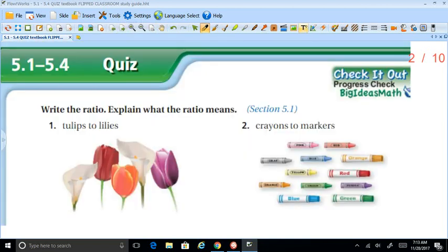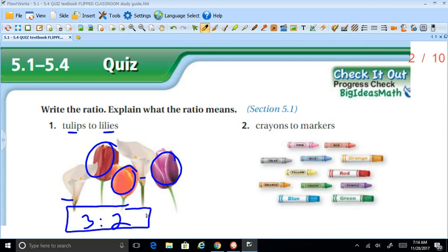So let's start with numbers 1 and 2. Number 1 asks you to write the ratio of tulips to lilies. Since tulips comes first, the first number must represent the tulips. You can see here there's 1, 2, 3 tulips compared to simply 2 lilies. So we have a 3 to 2 ratio.